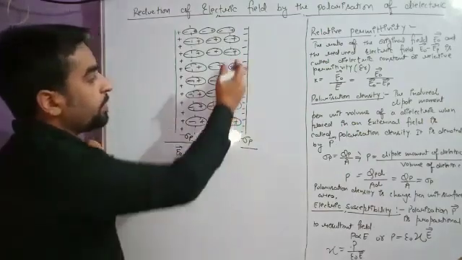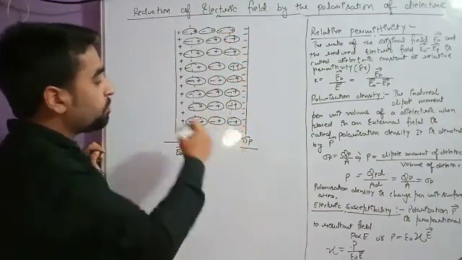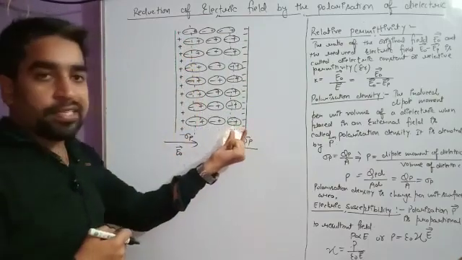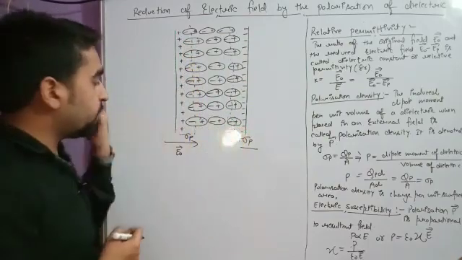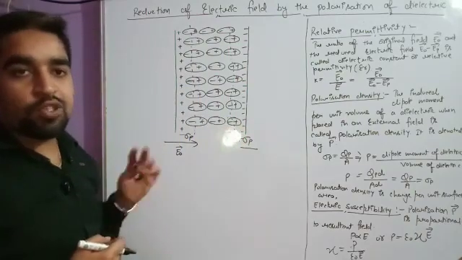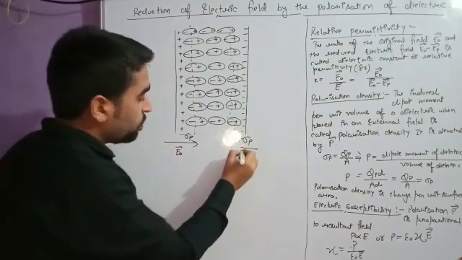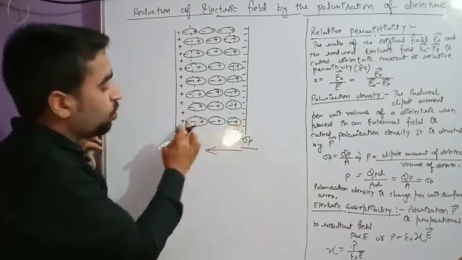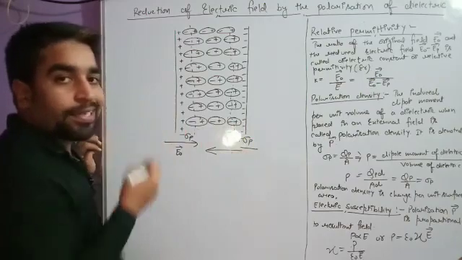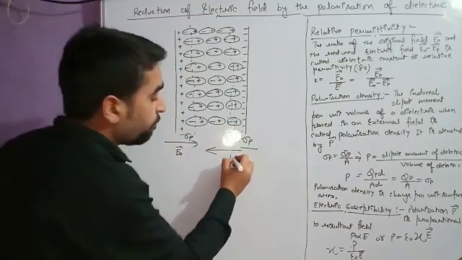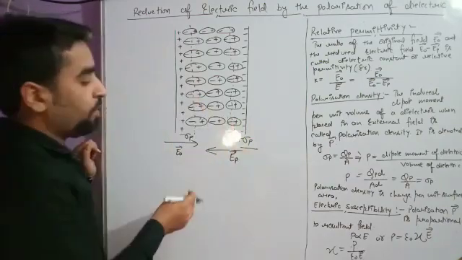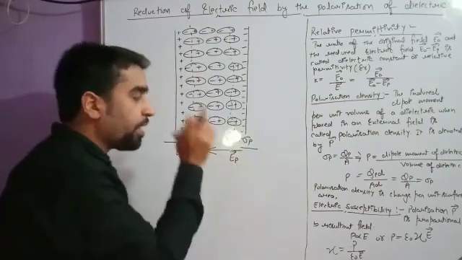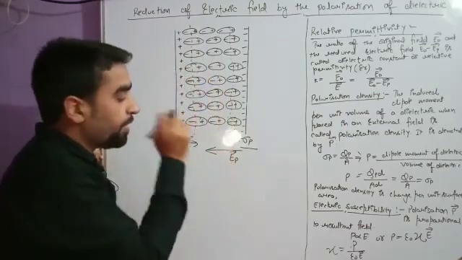Now students, we can see that on one surface there is a positive charge and on the other surface there is a negative charge. So here we can say a higher potential is present and here a lower potential is present. Because of this, one electric field will be induced, and this electric field will be from higher potential to lower potential. So this is going to be the direction of that electric field, and this electric field is actually EP. Why am I writing EP? Because this electric field is induced due to the polarized dielectric material.